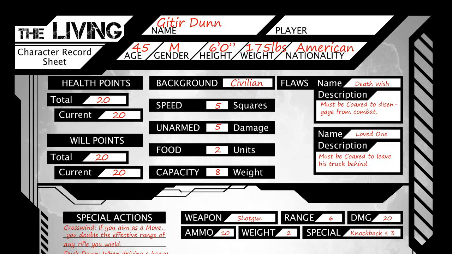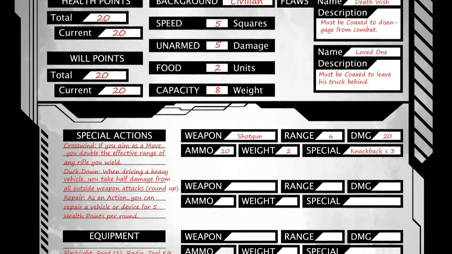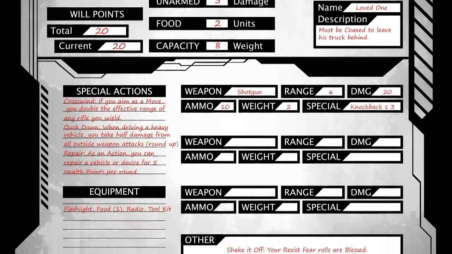Here's just a glance over the first page. On the first page, you can see the name, his nationality, general weight, everything else. Then it also has the rest of his skills and statistics playing out here. You've got his health points, his will points, his 2 flaws, speed, unarmed damage, which is just a straight 5 damage anytime he hits anybody, 2 units of food, and his carrying capacity, again, which is 8. We have his special actions down at the bottom, just notes so I can remember them while we're doing things, a list of equipment, and his shotgun statistics.